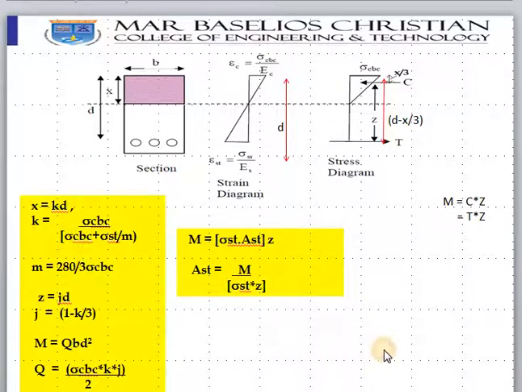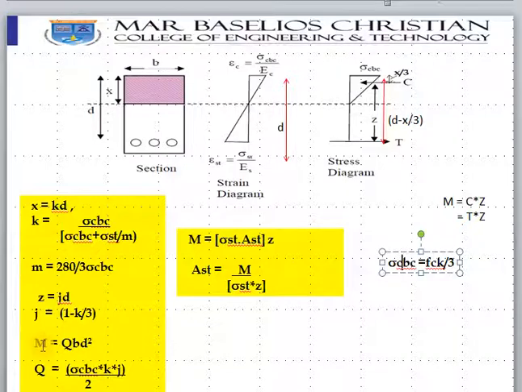Approximately, there is a thumb rule: sigma CBC can be found as FCK by 3. It will come approximately, but the values are given directly in IS 456. J is the lever arm factor. Z is J into D, where J is 1 minus K by 3. K we will find out like this.